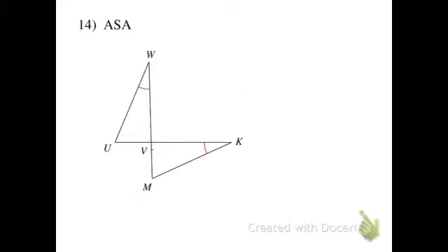Moving on to 14, again, anytime you see vertical angles, draw your arcs to show they're congruent. It's looking like we have two pairs of angles that are congruent on these two triangles. We're looking for angle, side, angle, and so we need the side that's between the angles we know, and that is side WV. We need that to be congruent. That's a horrible V. V to be congruent with KV.